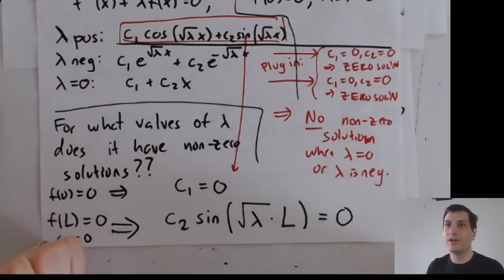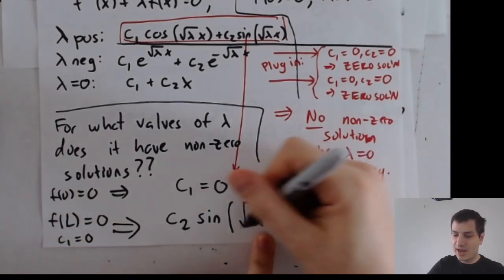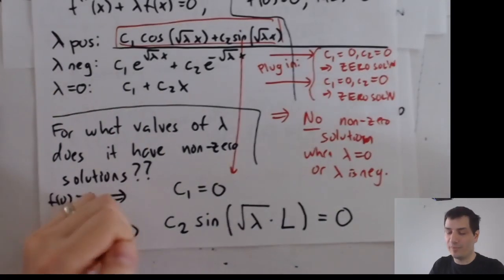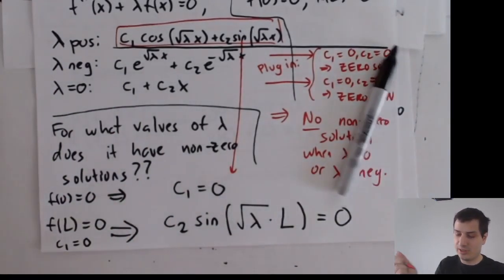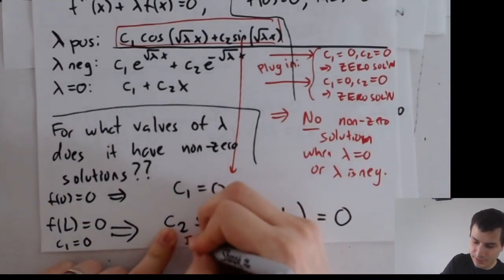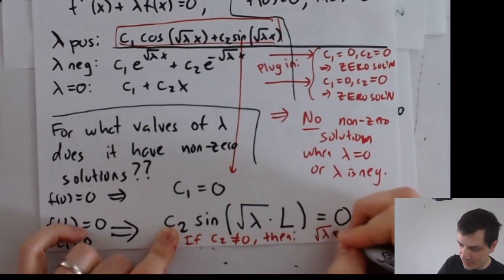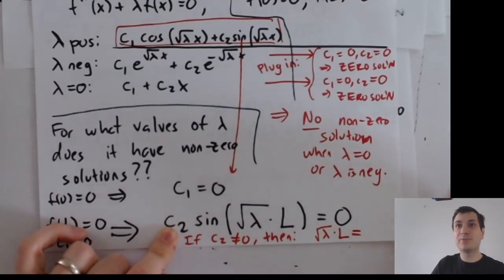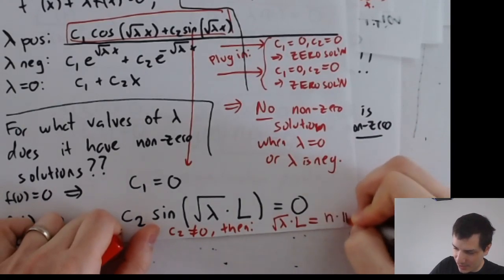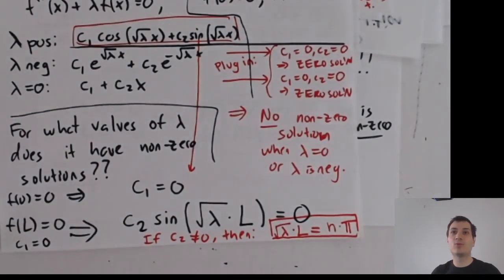And now we're looking for non-zero solutions. So for what values is there a non-zero solution? The sine of something has to be 0. So the something has to be a multiple of pi. That's the rule. So for C2 to not be 0, if C2 is not equal to 0, then the square root of lambda times L must be a multiple of pi. How should we write down a multiple of pi? I'm going to write it down as n times pi. And that is how you find what the lambdas have to be.